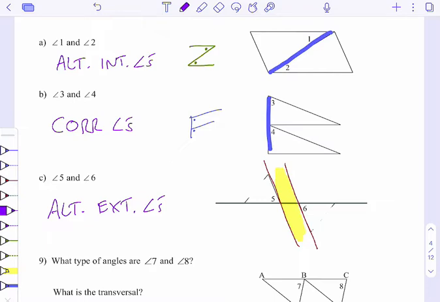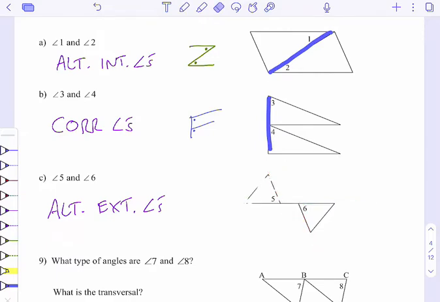And let me remind people what that all means, right? Those are both not in the interior. The interior is the yellow space. Alternate means they're on different sides of the transversal. The transversal is the line that hits the other two. So alternate because they're on different sides of that line that I just shaded. And then exterior because they're both in the exterior.